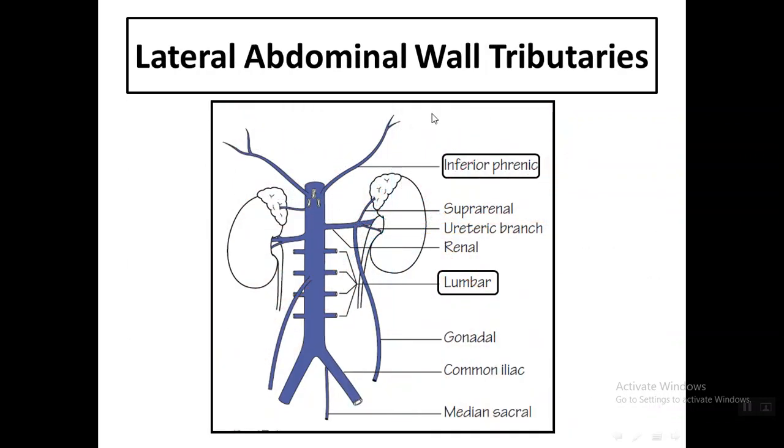Lateral abdominal wall tributaries are those coming from the posterior abdominal wall. These are the inferior phrenic vein, which drains into the inferior vena cava, and the lumbar veins coming from the posterior abdominal wall, which drain to the inferior vena cava.